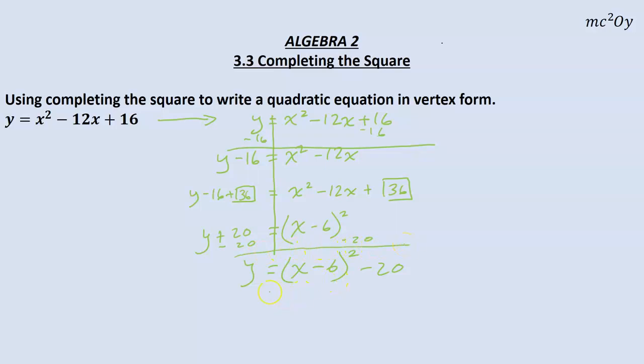Notice you now have it in vertex form. Remember, vertex form is y equals a times x minus h quantity squared, all plus k. So h is 6, k is negative 20, a is 1. So we've got vertex form right there, and we are done.